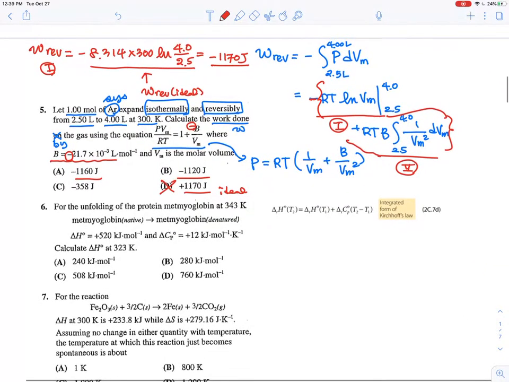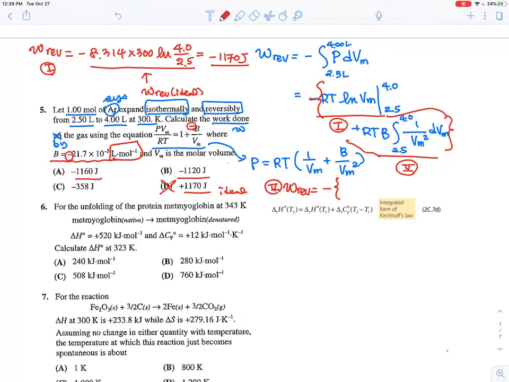Okay, so then what I need to do is the second integration. The second integration, work reversible, which is a minus... And this is an RT/B, and you see the B is in liter per mole, and this is in liter per mole.